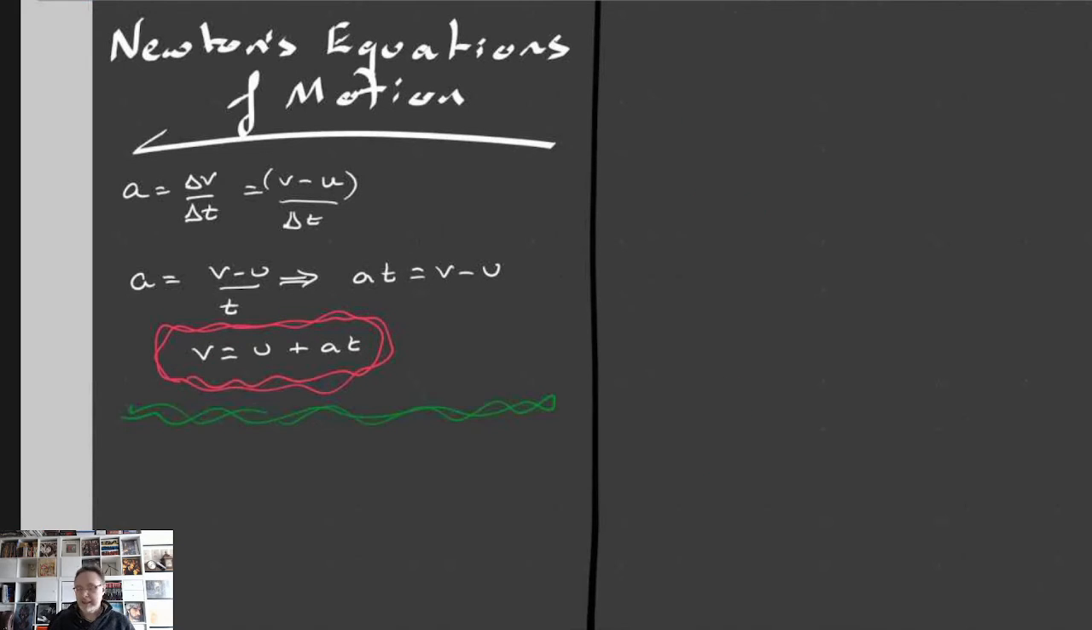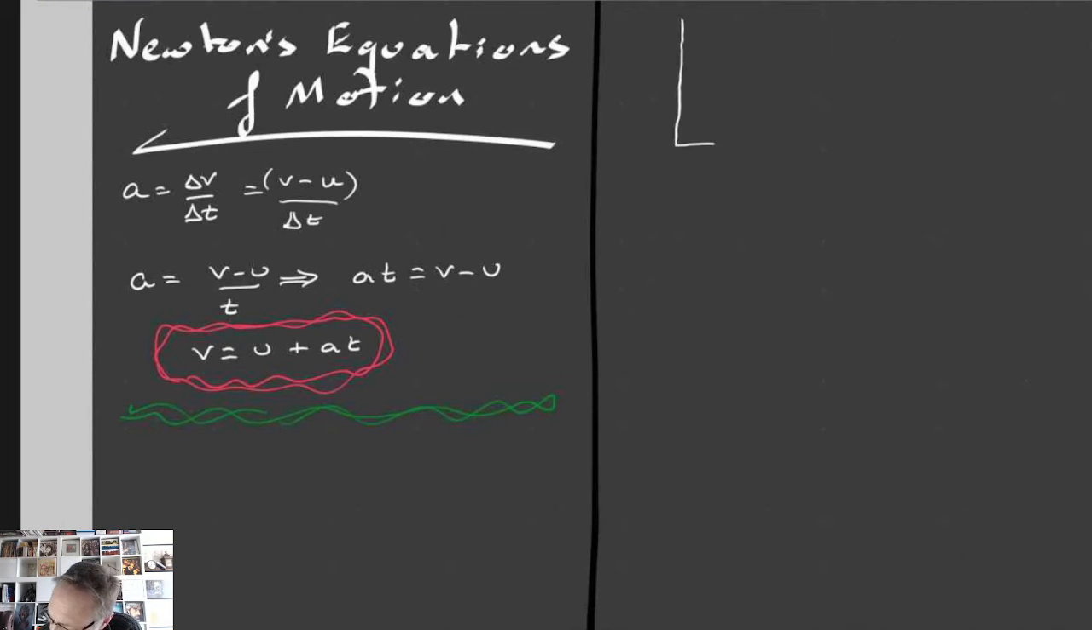Once we have the definition of acceleration, so that we can get v equals u plus at, there are 2 different ways of generating the equations of motion. One way is to use graphs and one way is to use mathematics. Ultimately, of course, they are the same thing. Let's do it first by looking at graphs.